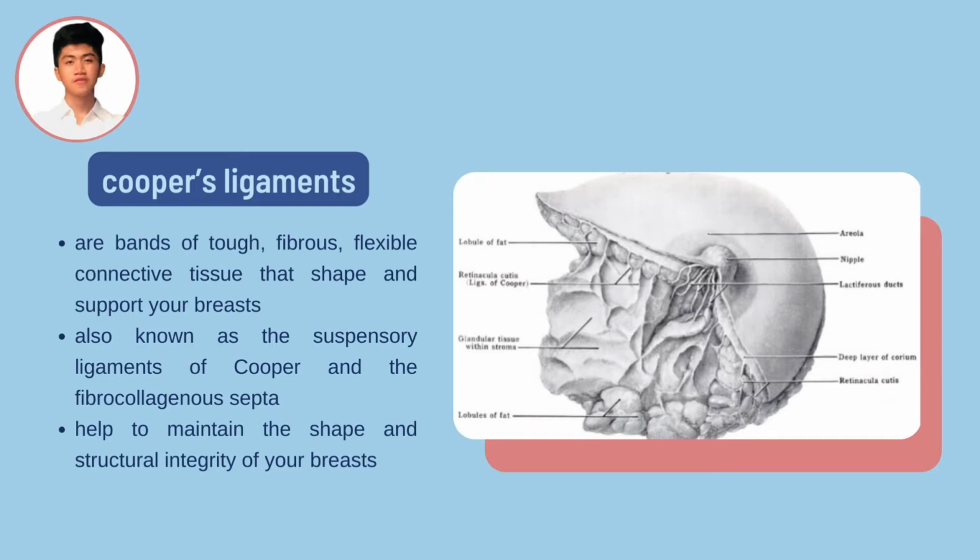Cooper's ligaments. Cooper's ligaments are bands of tough, fibrous, flexible connective tissue that shape and support your breasts. They're named after Astley Cooper, the British surgeon who described them in 1840. They're also known as the suspensory ligament of Cooper and the fibrocollagenous septa. These ligaments help to maintain the shape and structural integrity of your breast.